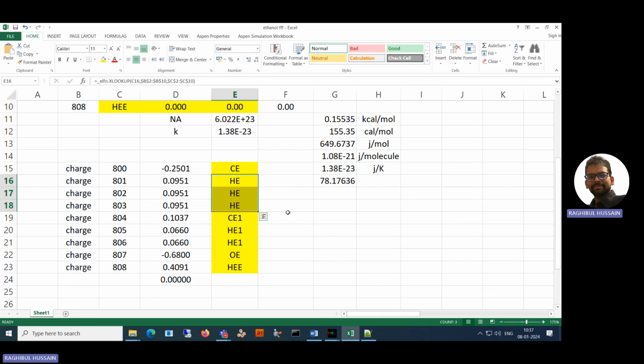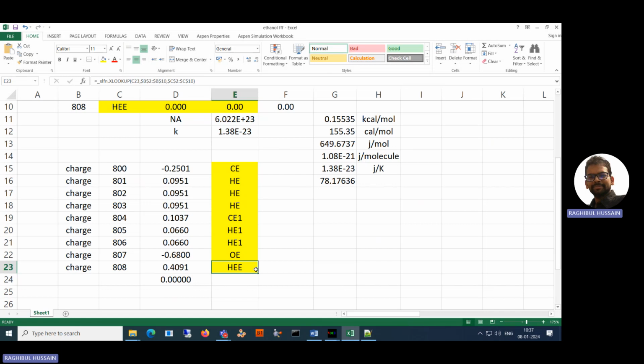Then we have the second carbon atom of a different type, so I have given the variable CE1. Charge is this one. Then these two hydrogen atoms are different from the CH3, but both are the same, so I have given the variable HE1. Then we have oxygen, then again a hydrogen atom. In a similar fashion, for each molecule, you have to give an atom type name.